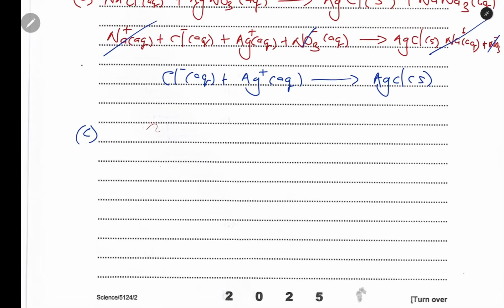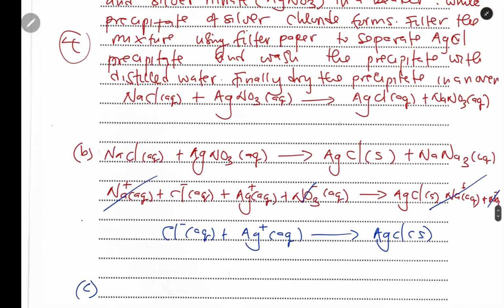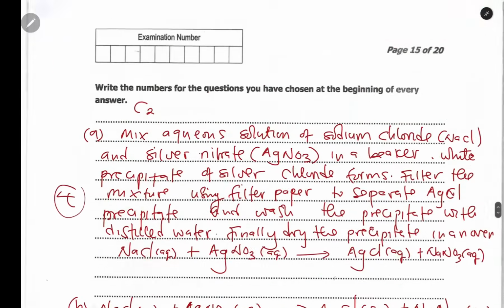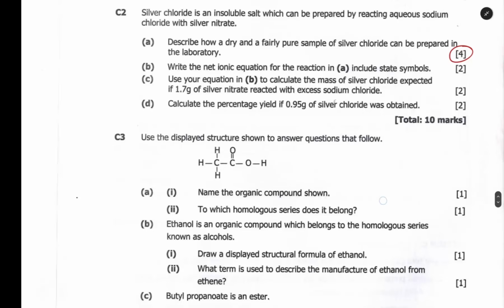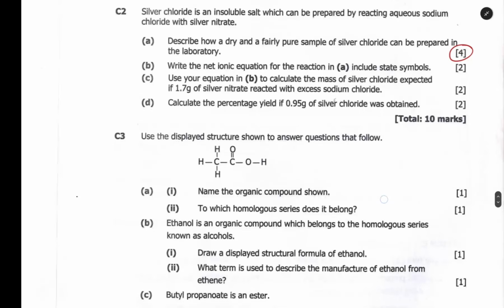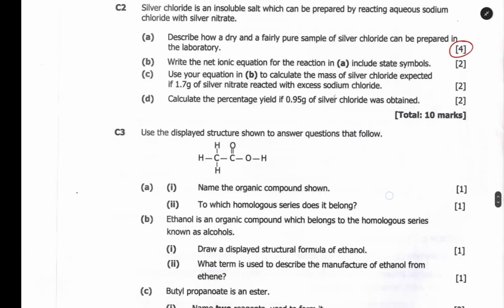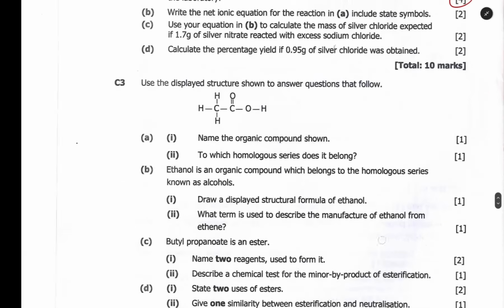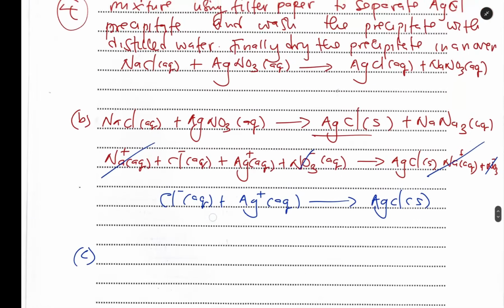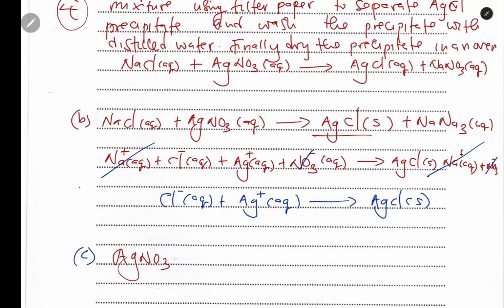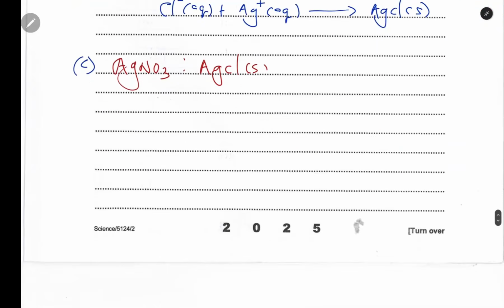Now, here they are saying expected mass of, from this equation, expected mass of silver chloride. Mass of silver chloride expected if 1.7 gram of silver nitrate was reacted. So we are forming the equation of silver nitrate. So silver nitrate, AgNO3, to AgCl. Okay, so we want to find the mass.